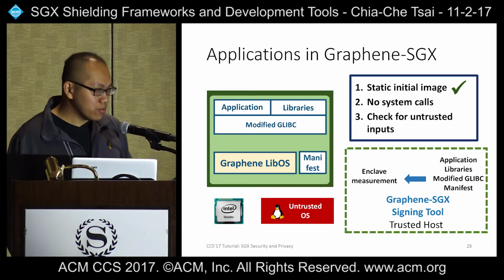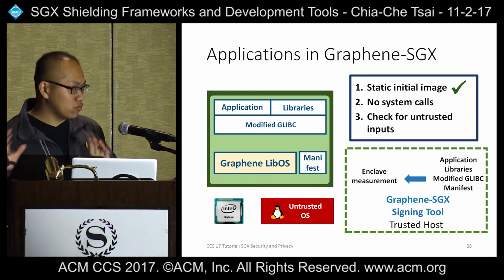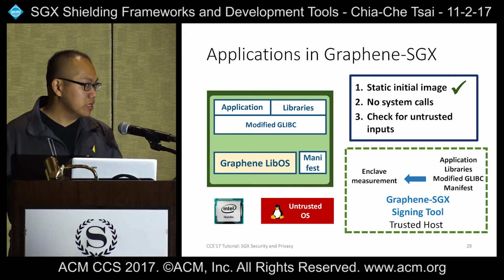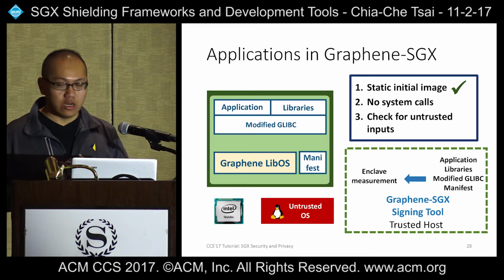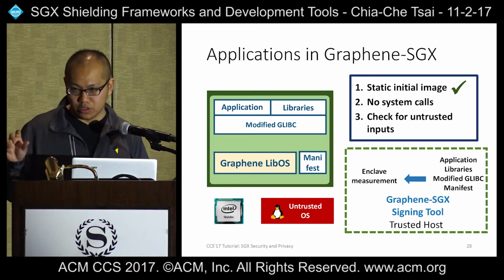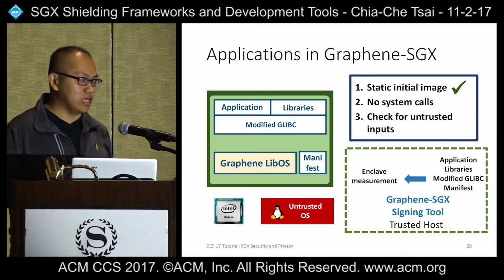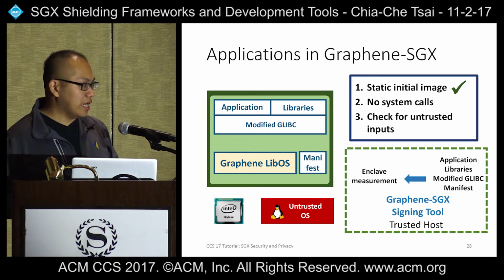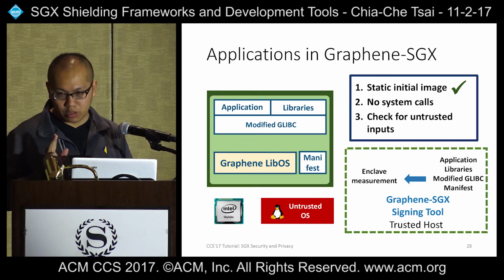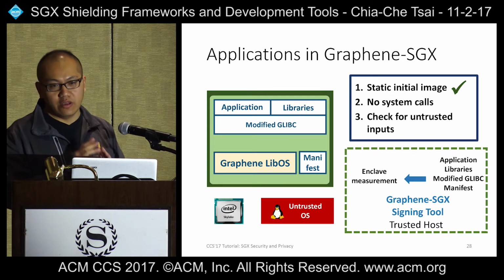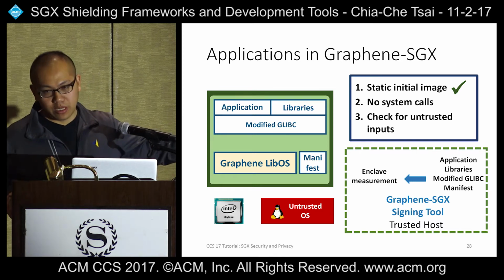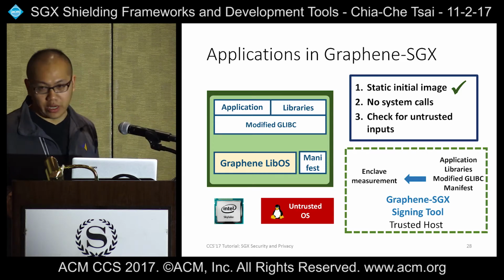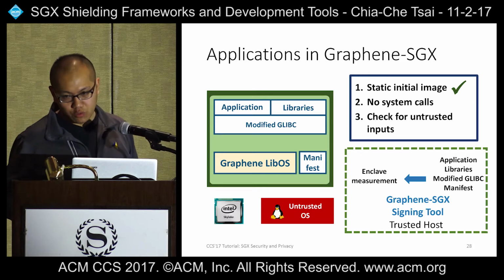Here, Graphene provides you a signing tool, which you have to run on a trusted host. It will take all the binaries, including the application binary, libraries and glibc, and also a manifest file to specify your user policy. It generates an enclave measurement to verify your applications. This enclave measurement is unique to your application. If you have a completely different application, or if any binary is different, the enclave measurement will be completely different. This enclave measurement will be verified by the CPU to make sure your application is correct, and could also be attested using remote attestation.